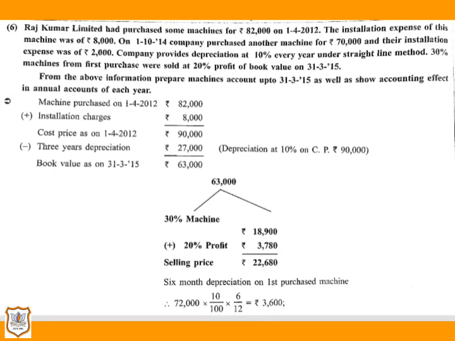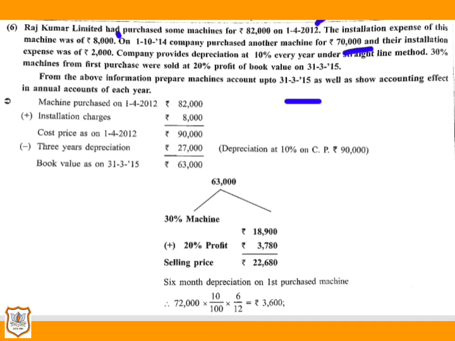Now let us see the next question, question number 6. Rajkumar Limited had purchased some machines for rupees 82,000 on 1st April 2012. The installation expense of this machine was rupees 8,000. On 1st October 2014, the company purchased another machine for rupees 70,000 and its installation expense was rupees 2,000. The company provides depreciation at 10% every year under the straight line method. 30% of machines from the first purchase were sold at 20% profit on book value on 31st March 2015. From the above information, prepare the machine account up to 31st March 2015 as well as show the accounting effect in the annual accounts of each year. So let us see the calculation first.